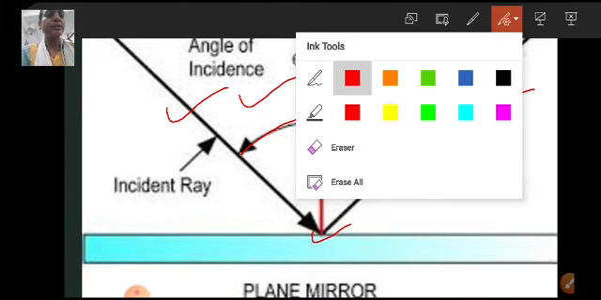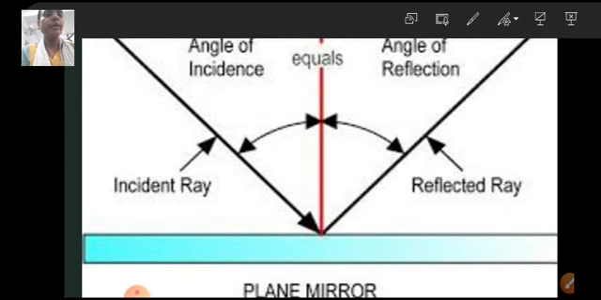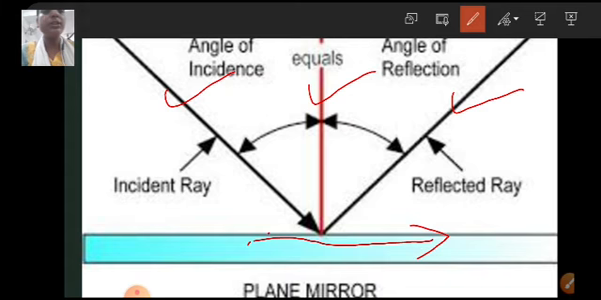So first of all, here you can see this is the incident ray, this is the normal, and this is the reflected ray. You can see that all of these are lying on the same plane, at the same point. So this is what the first law of reflection states, that the incident ray, reflected ray and the normal will all lie on the same plane at the same point. So this is the first law of reflection.